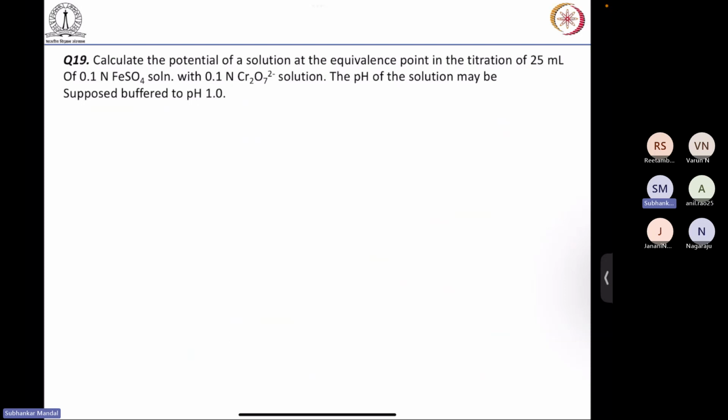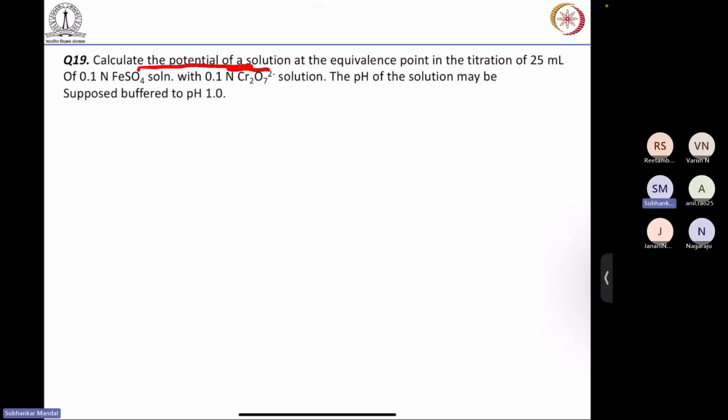I think this is the last one. Calculate the potential of a solution at the equivalence point, sorry, equivalence point, in the titration of 25 ml of 0.1 normal ferrous sulfate solution with 0.1 normal chromate solution. The pH of the solution may be supposed buffered to pH 1. Calculate the potential of the solution.